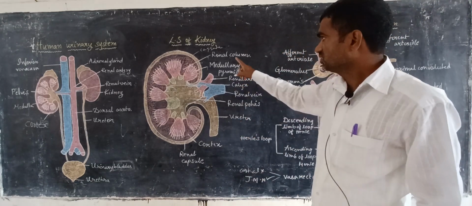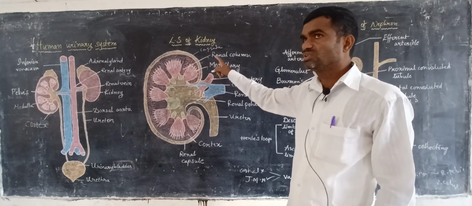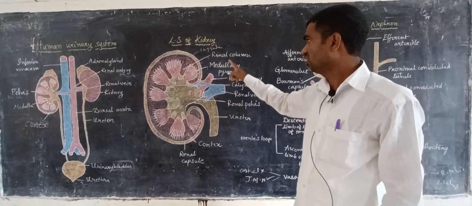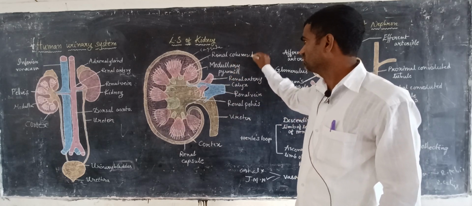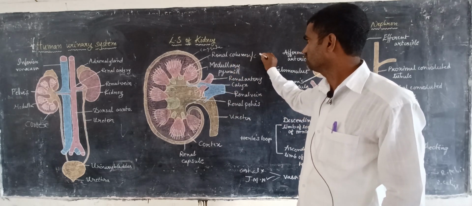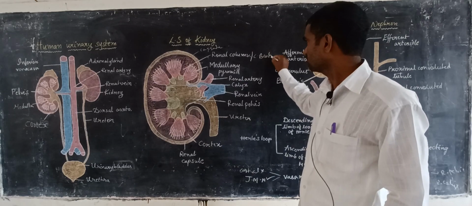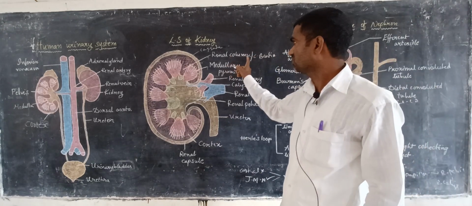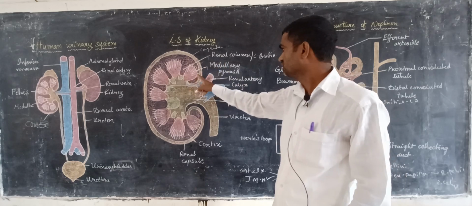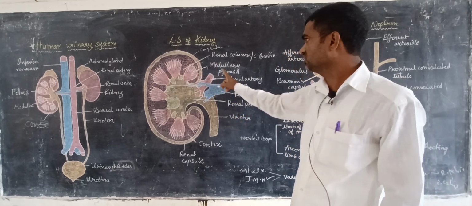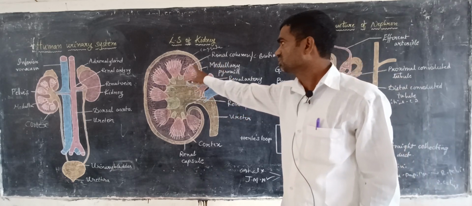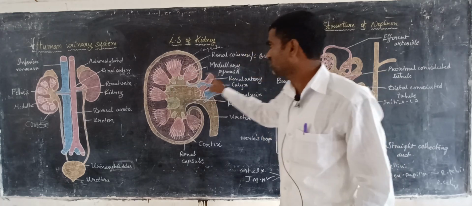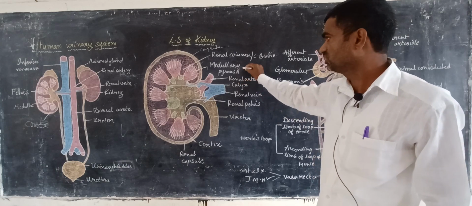Next, cone-shaped structures are forming. These cone-shaped structures are called the renal columns, or columns of Bertini. On the inner side of the renal columns, there are different parts, the medullary pyramids. These are pyramid-like structures, called the medullary pyramids.